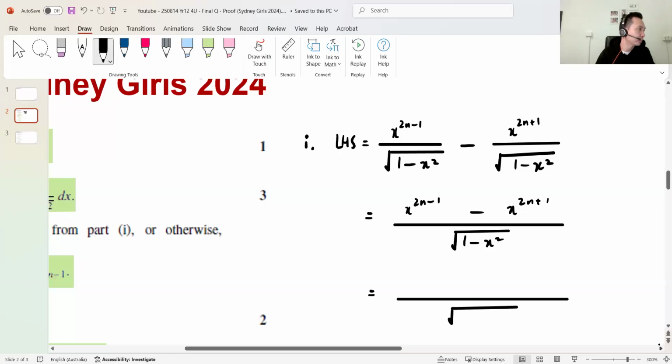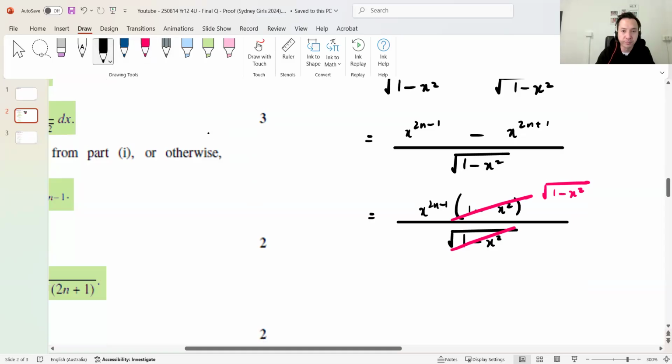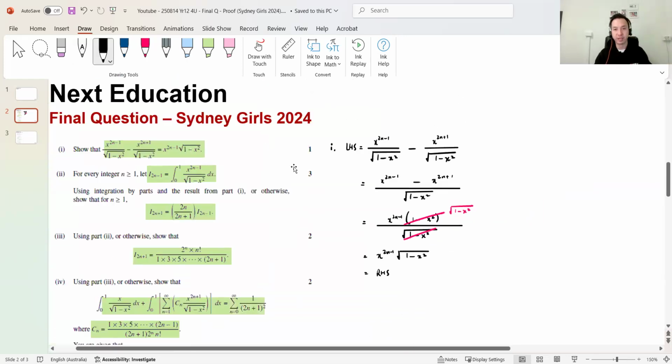Now, what am I trying to prove it to? I want the square root. I think I can get that. If I factorize x^(2n-1) out, I get 1 minus x squared on top, and we know that this cancels out with this to leave root 1 minus x squared, which is the right-hand side. Done. That was 1 mark. Cool. Now I'm going to prove the recurrence.